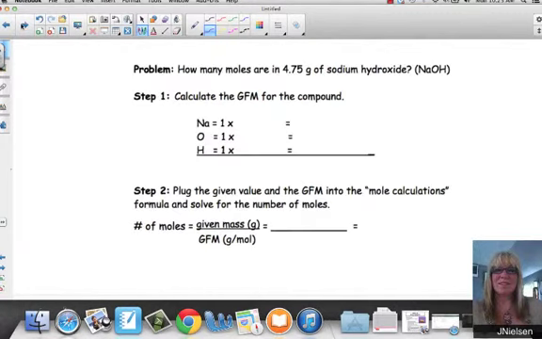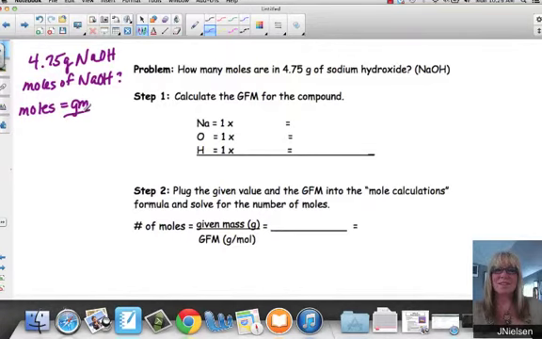So let's look at the first example. How many moles are in 4.75 grams of sodium hydroxide? Let's not forget given, find, formula, solve. So I'm given 4.75 grams of sodium hydroxide, and I need to find moles of NaOH. That's what I don't know. I have a formula, moles equals given mass over GFM. I don't have to memorize this, it's on Table T. But in order to calculate this problem, I need the GFM of NaOH. And that's what I'm going to do right here.